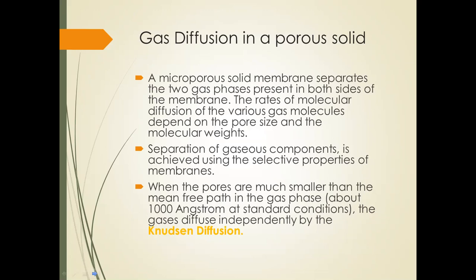The rates of molecular diffusion of the various gas molecules depend on the pore size and the molecular weights of the molecules. Separation of gaseous components here is achieved using the selective property of the membrane, or the affinity of the solid particle to the membrane that was being used. When the pores are much smaller than the mean free path in the gas phase, about 1,000 angstrom at standard condition, the gases diffuse through the membrane independently by what we call the Knudsen diffusion equation. And this was also discussed in our topic on diffusion in heat and mass transfer.